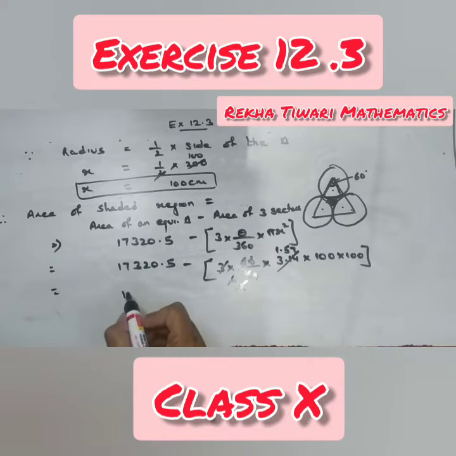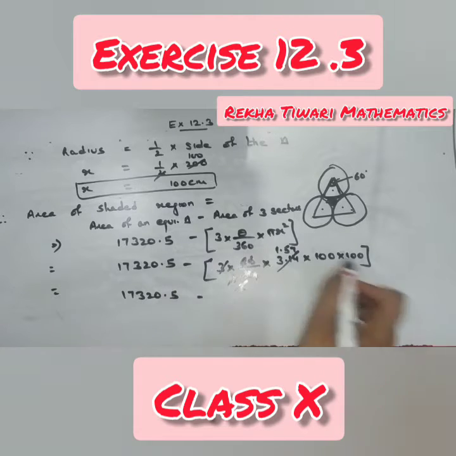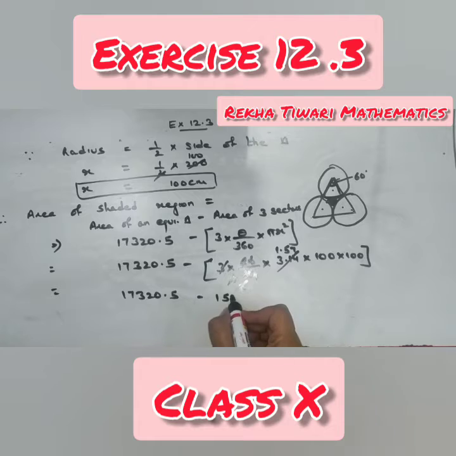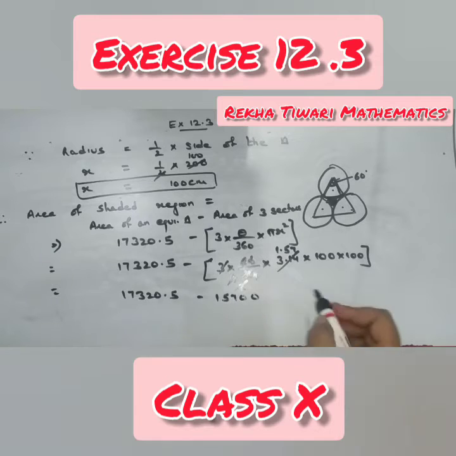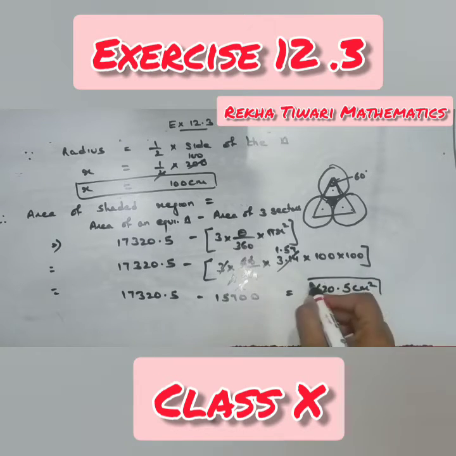So it is equal to 17,320.5 minus, if you multiply these two, you will get 15700. Okay, and when you subtract these two, you get the answer as 1620.5 centimeters square. Move to question number 11.